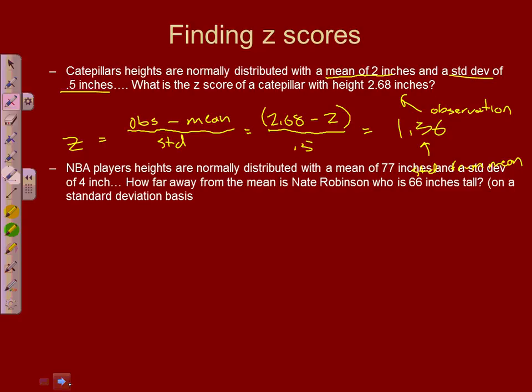NBA players' heights are normally distributed with a mean of 77 inches and a standard deviation of 4 inches. How far away from the mean is Nate Robinson, who is 66 inches tall? I can ask you the question, which is the same as the first question. It's just asked a little bit differently because I asked, how far away is Nate Robinson on a standard deviation basis?